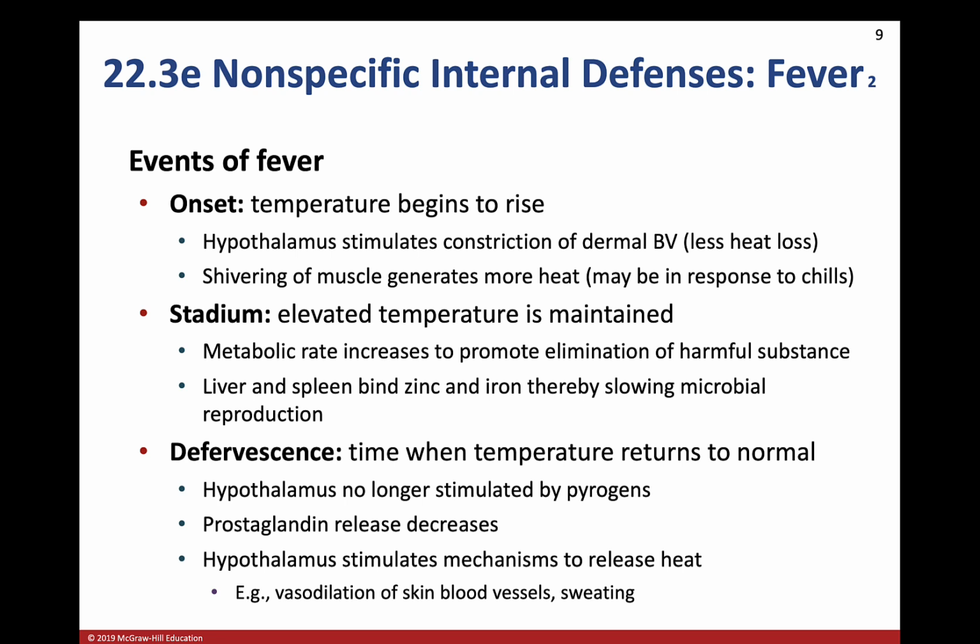This is when the temperature returns back to normal. The hypothalamus is no longer producing or being stimulated by pyrogens. There's going to be a decrease in the release of prostaglandins, and then the hypothalamus will stimulate mechanisms to release heat. So now, instead of vasoconstricting, they're going to vasodilate blood vessels of the skin and actually promote sweating.